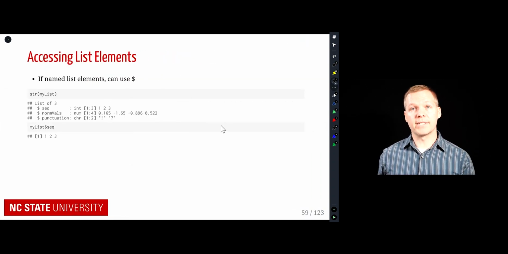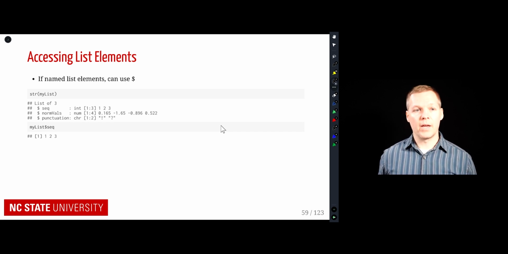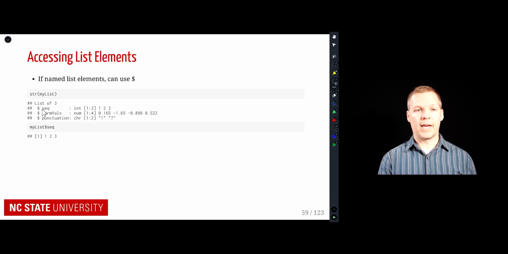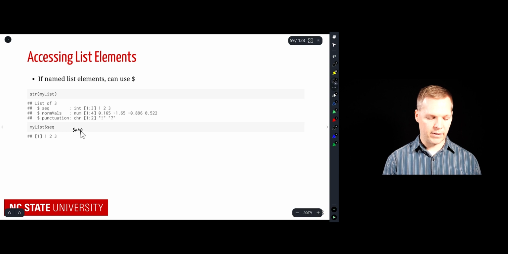Now, we gave these things names, right? Whenever we created our list, we said, let's give them names so it looks a little bit nicer. And as they are named, we can actually use those names to call the elements as well. If we look at the structure of my list, we can see that this is a list of length 3, and these are the different names corresponding to each one of the list elements. And just like we did with data frames, we can use that $ operator to get back one of those elements. So here I'm doing my list $seq, and it's returning the simplified version, so just a vector of this. So this is going to simplify.